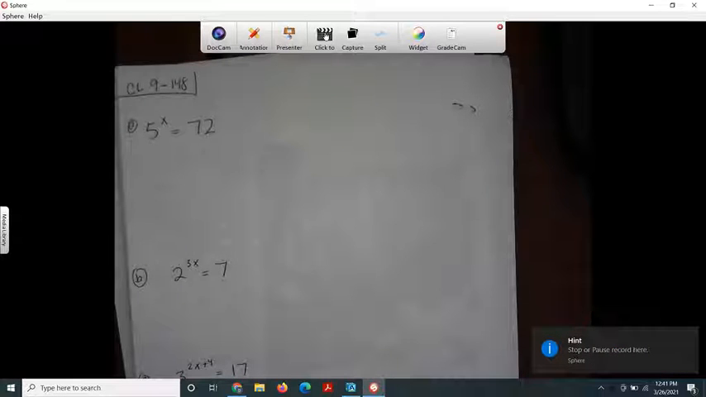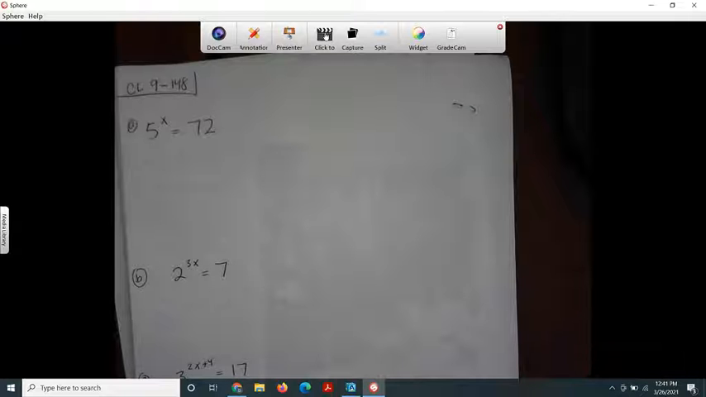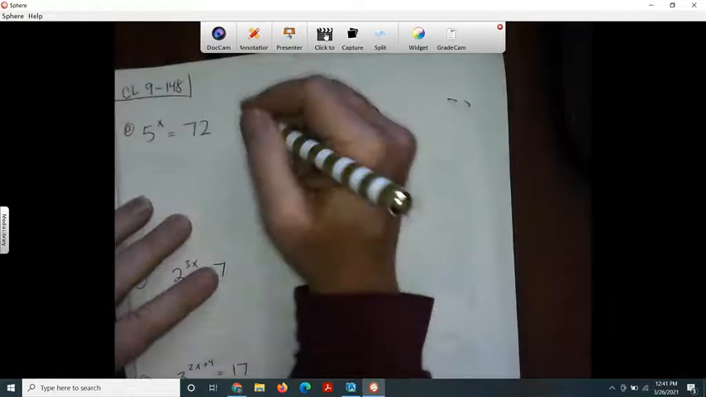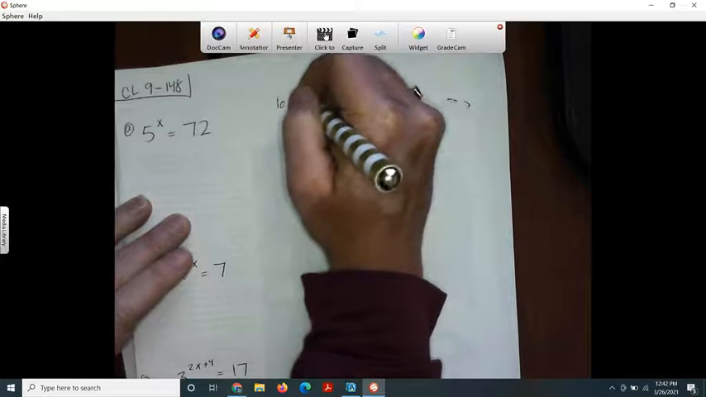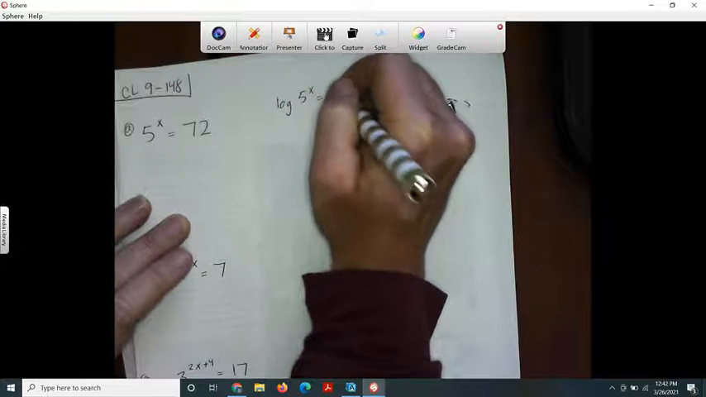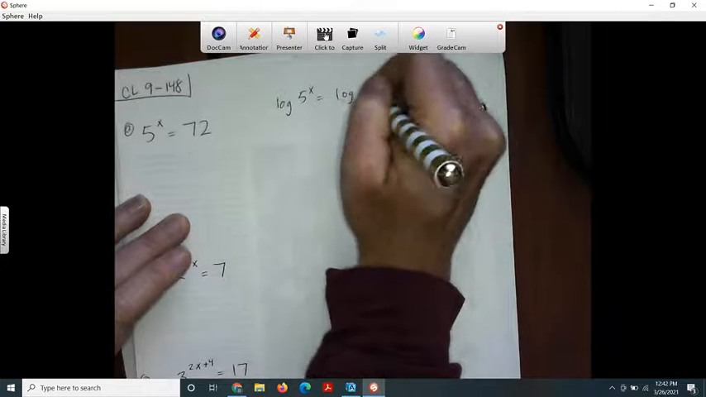Here's Integrated 3, problem 9-148. So it just wants you to solve for x. So we know that we can get the x down out of the exponent by logging both sides. So you do something like this. Log of 5 to the x equals log of 72.